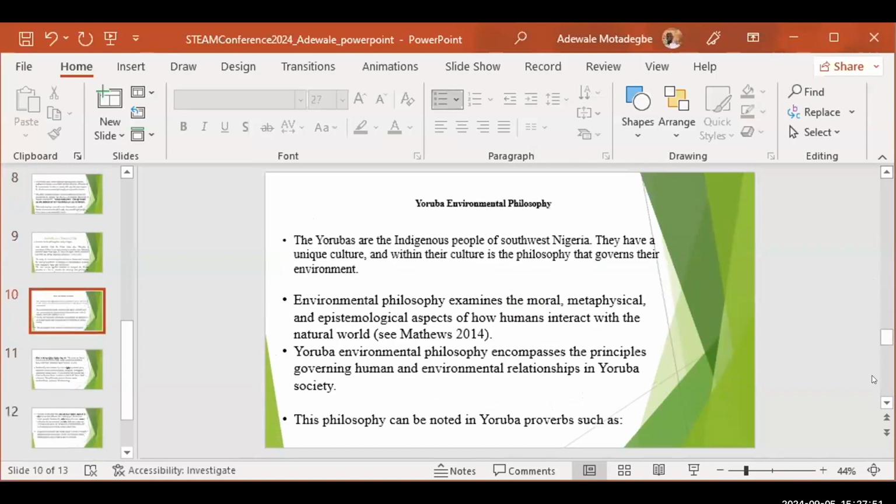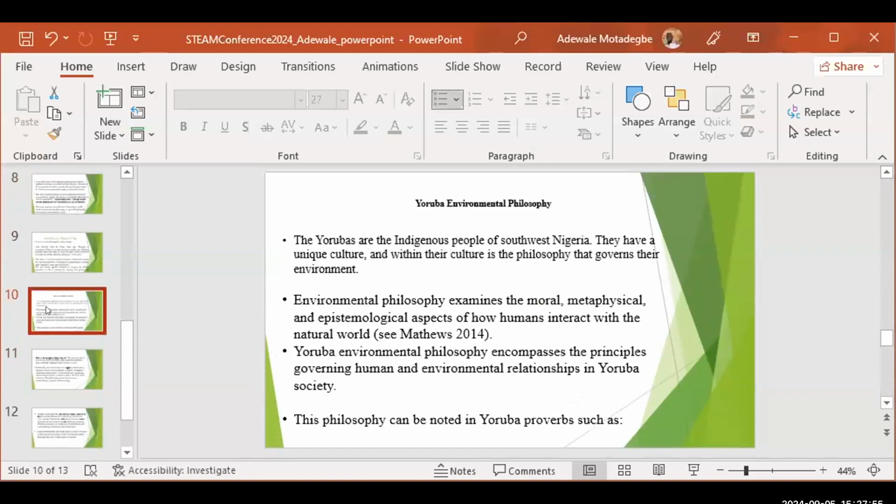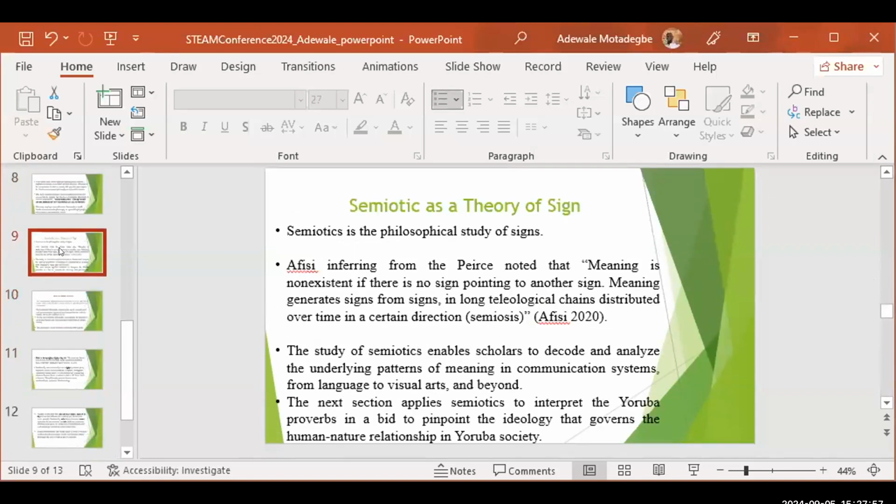The semiotic method is a method that helps with interpretation. It helps to interpret signs. Semiotics is a theory of signs. So semiotics is the philosophical study of signs.